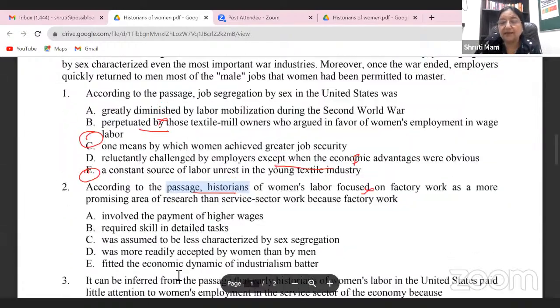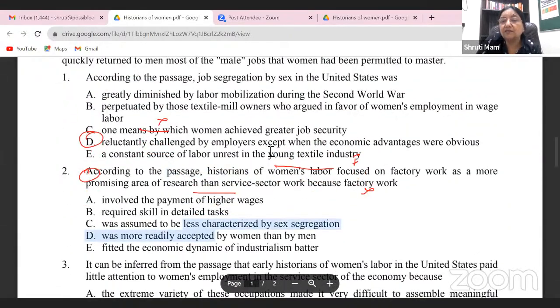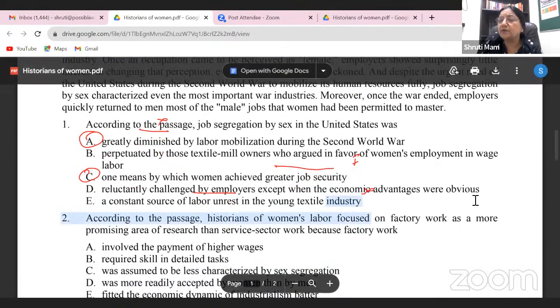So that eliminates D also. Reluctantly challenged, except when economic advantages were obvious. No, they didn't even challenge it. That time also they did not. So the answer becomes B, Bombay.